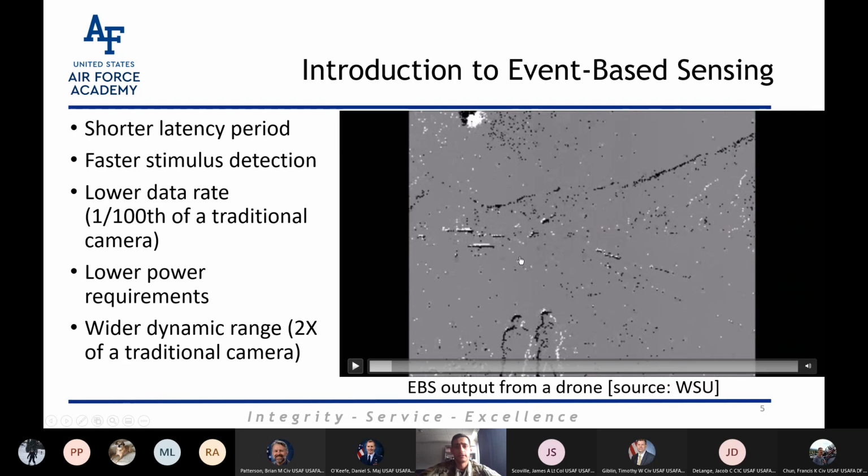You saw, in the snapshot right here, you can see the outline of the mountains, but where the mountains are, there's not really any data coming in. That's because it's relatively unchanging compared to the surroundings.